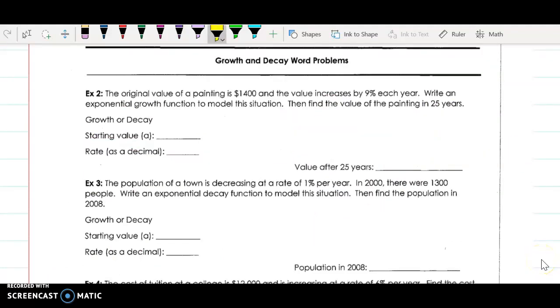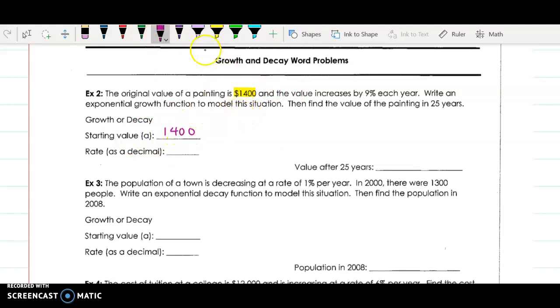All right, let's check out some word problems involving growth and decay. So this first one, the original value of a painting is $1,400, and the value increases by 9% each year. Write an exponential function to model the situation, then find the value of the painting in 25 years. So we're going to identify the important parts of the function, and we'll start with the initial value. The original value of the painting is $1,400. So that's our starting value.